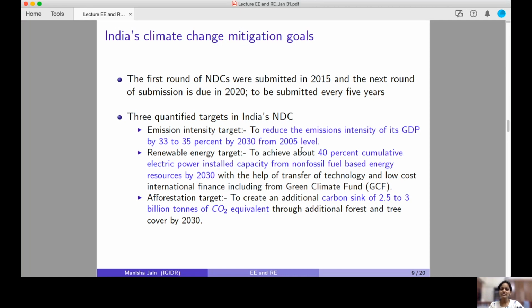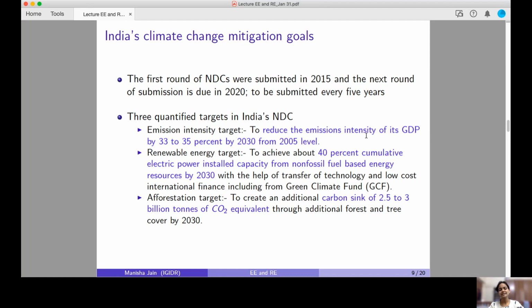It has a renewable energy target of 40% cumulative electric power installed capacity from non-fossil fuel-based energy sources by 2030. And it has an afforestation target to create forests so that forests act as carbon sink. They absorb carbon dioxide. So we have a quantified target for afforestation. Now let us focus on the emission intensity target. This is the emission intensity of all greenhouse gases. Greenhouse gases include carbon dioxide, methane, nitrous oxide, and fluorinated gases.